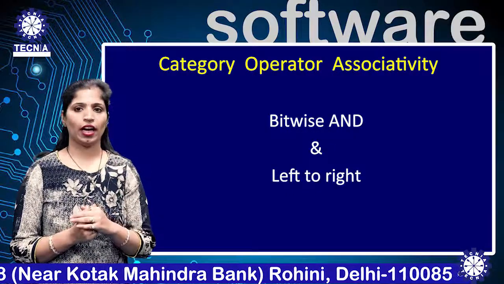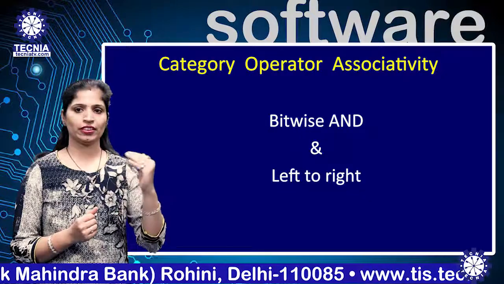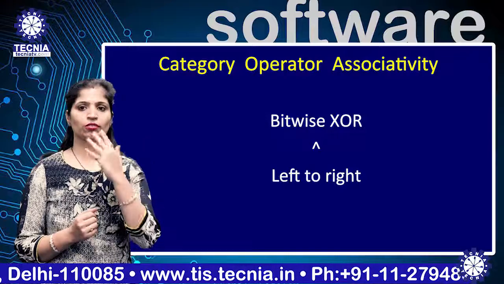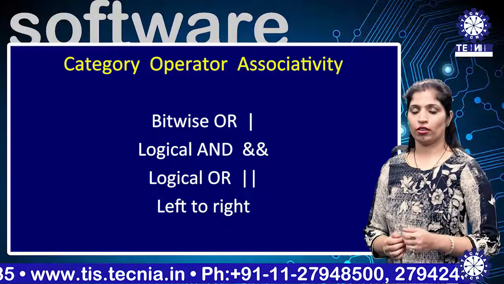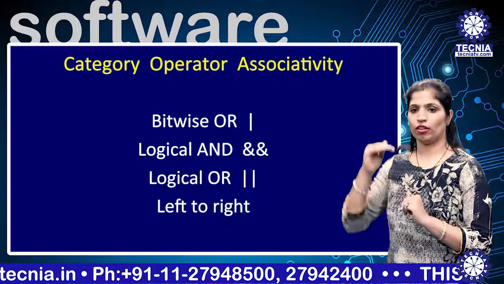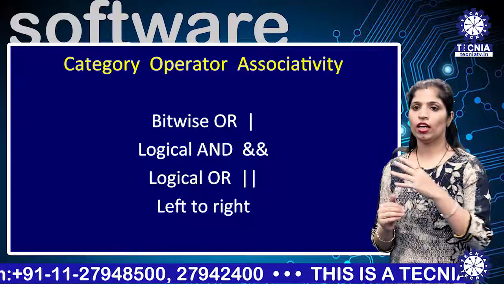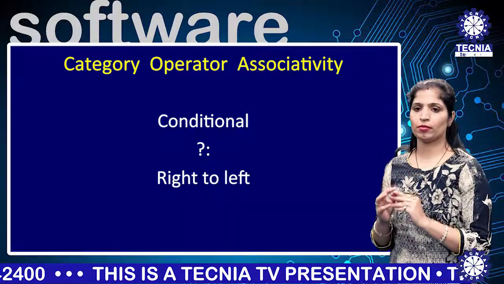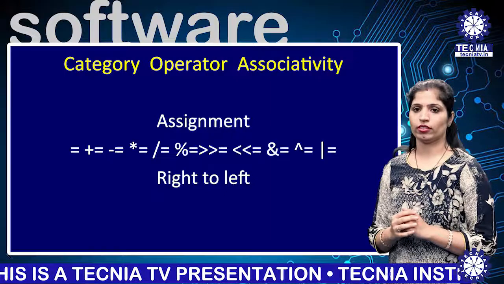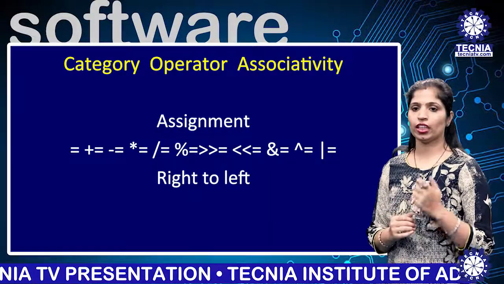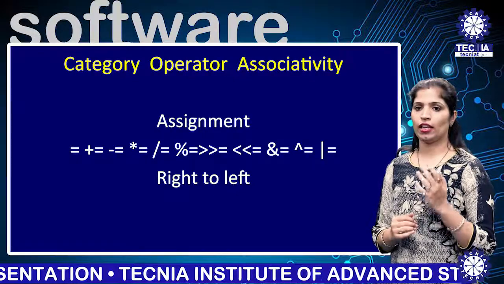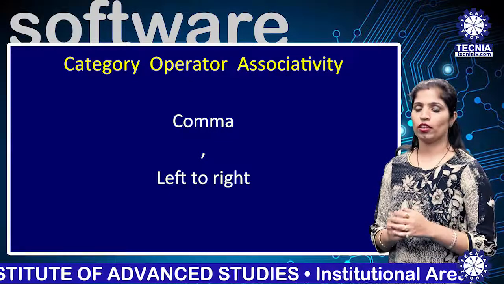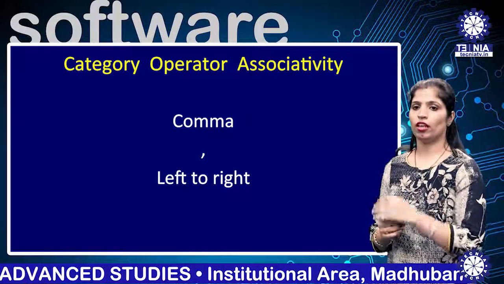Next is bitwise AND, which also has associativity from left to right. Bitwise XOR, also from left to right. Bitwise OR, logical AND and logical OR: these three have associativity from left to right. Next is the conditional operator, question mark and colon. It has associativity from right to left. Next is assignment, like equals, plus equals, multiply equals. All of these have associativity from right to left. Last is comma. The comma operator has associativity from left to right.